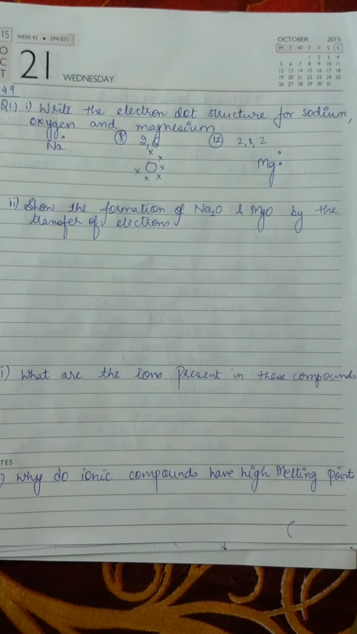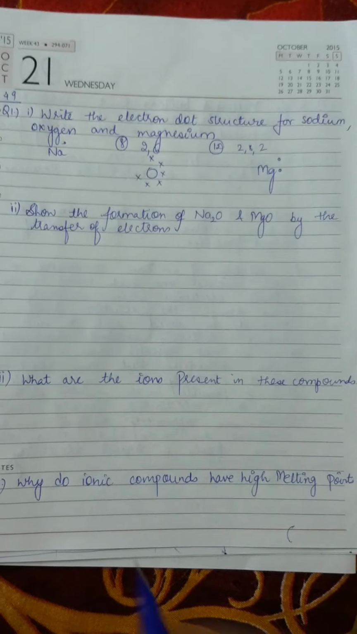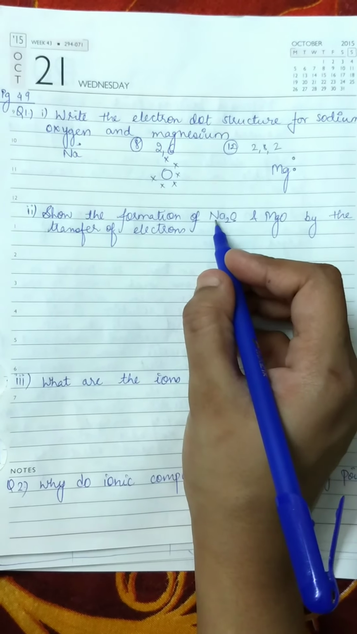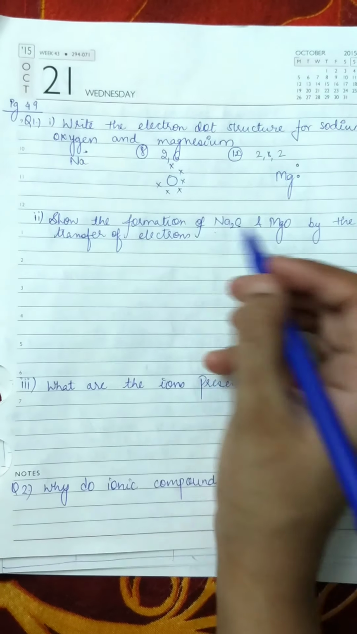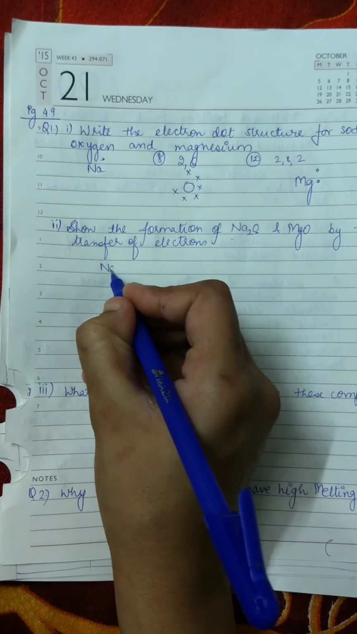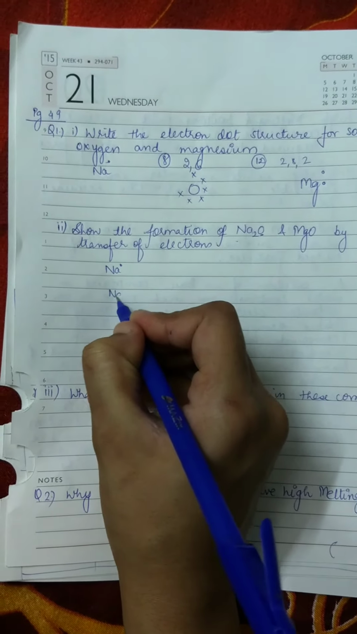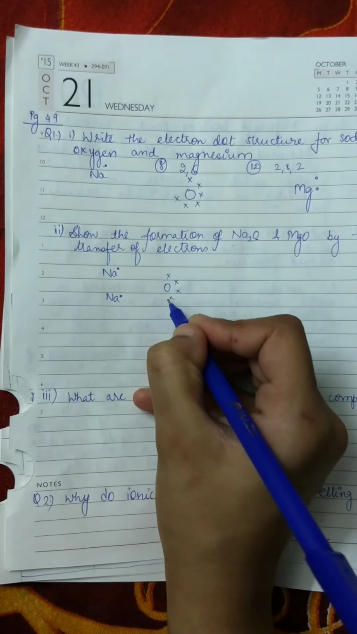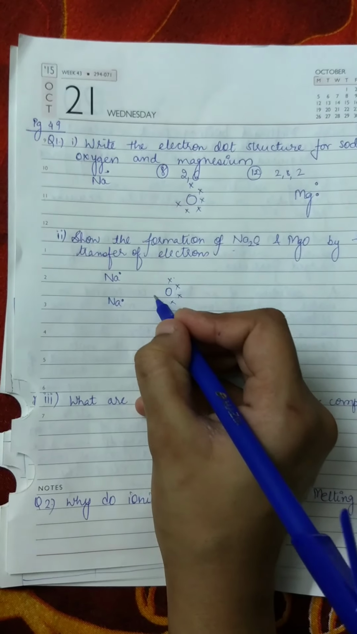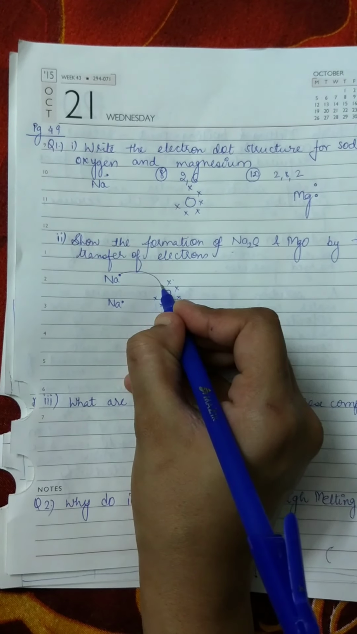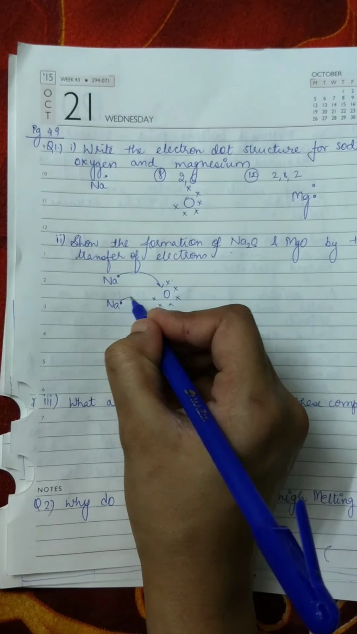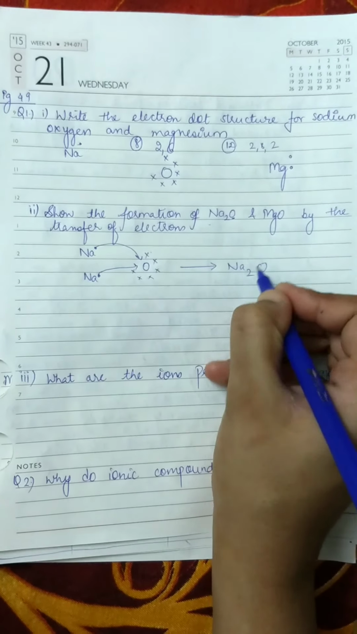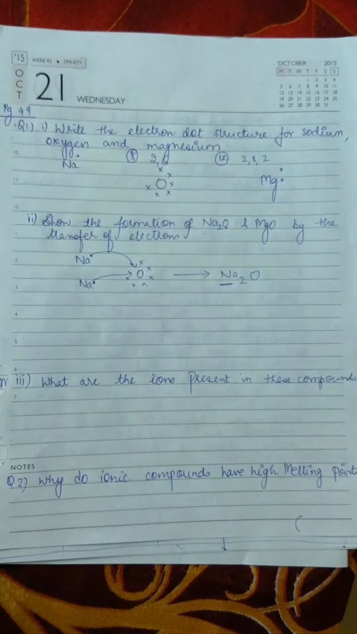Now show the formation of Na2O and MgO. See, oxygen's valency is 2 minus, so we require 2 sodium atoms. So Na 1 and Na 1. Oxygen has 6 electrons: 1, 2, 3, 4, 5, 6. One atom will give 1 electron and the other atom will give 1 electron. So this will become Na2O, because 2 atoms of sodium are required.